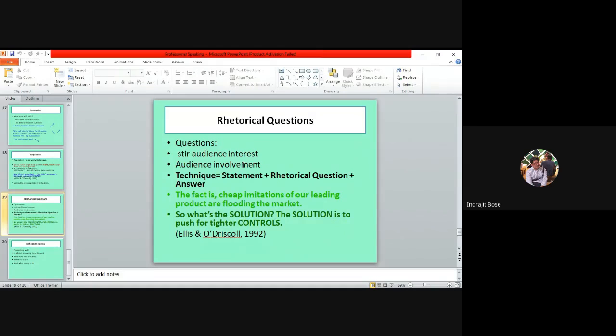Okay, there's this statement. The fact is cheap imitations of our leading products are flooding the market. That's the statement. Then follows the rhetorical question after that. So what's the solution? And then a brief pause, and then the answer. The solution is to push for tighter controls. Okay.